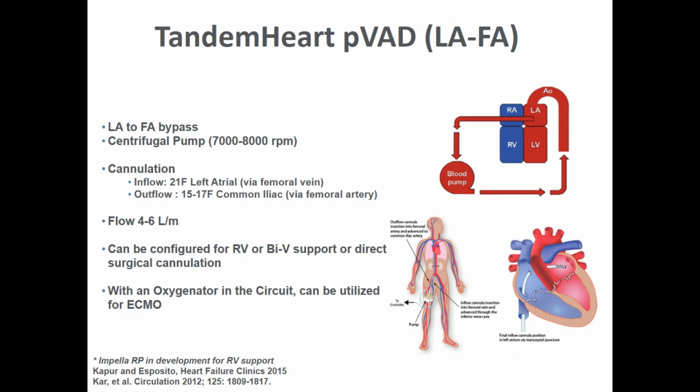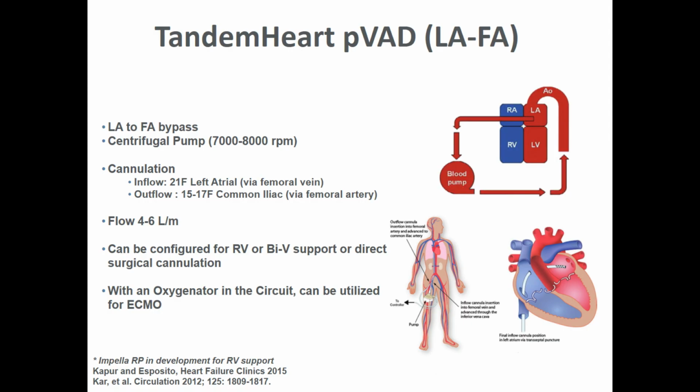This device can also be configured for right atrial to pulmonary artery bypass to bypass the right ventricle and provide right ventricular support via the internal jugular vein. And with both cannulas in place, there is the opportunity here to provide biventricular support. This device can also be hooked to an oxygenator to provide extracorporeal membrane oxygenation, which we'll talk about in a moment.